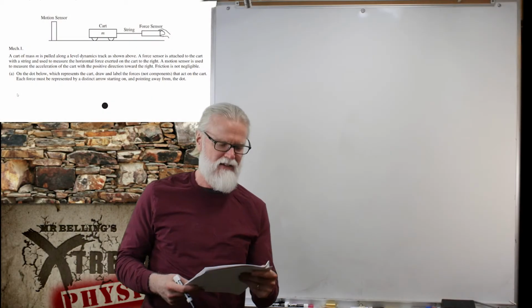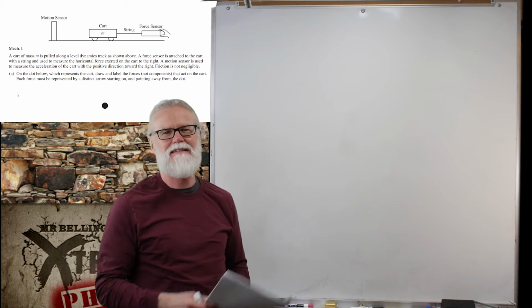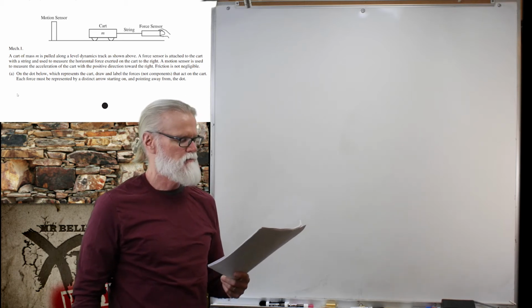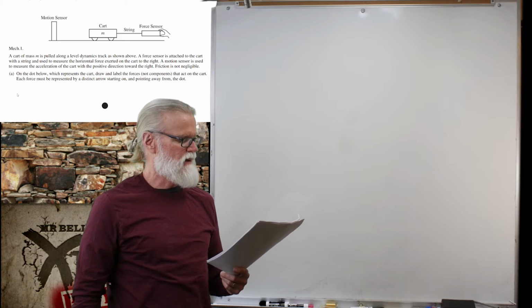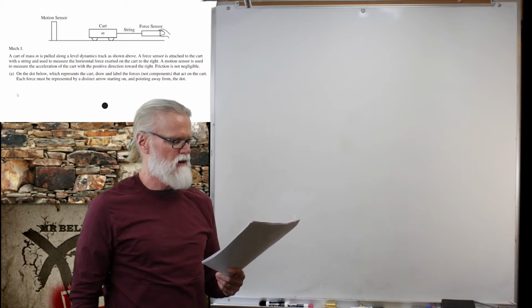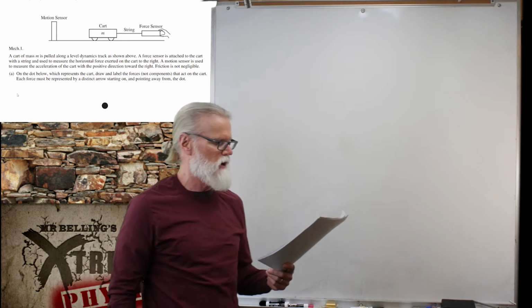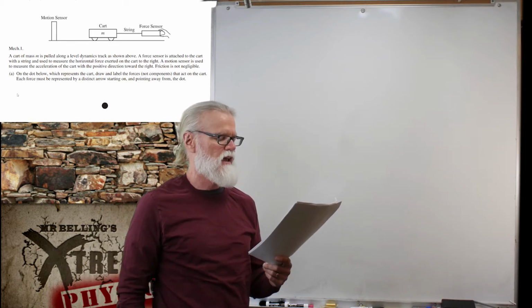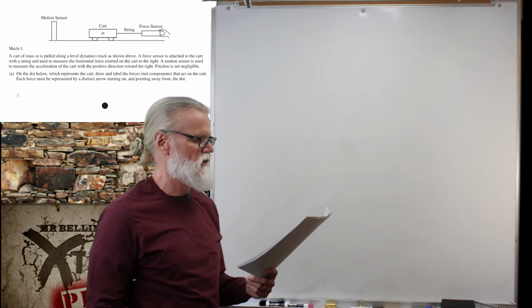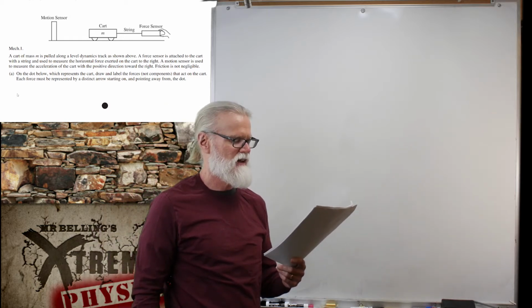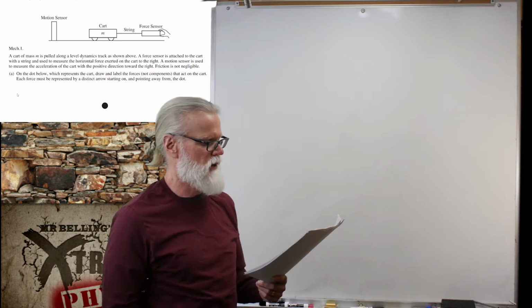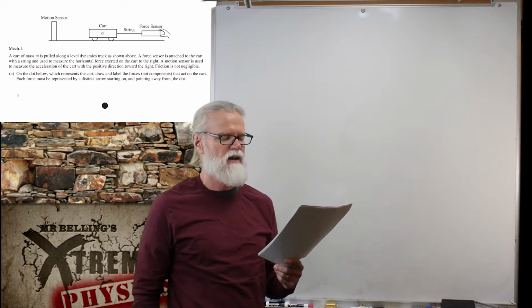All right, this is the 2016 AP Physics C Mechanics exam. A cart of mass M is pulled along a level dynamics track as shown above. A force sensor is attached to the cart with a string and used to measure the horizontal force exerted on the cart to the right. A motion sensor is used to measure the acceleration of the cart with the positive direction towards the right.